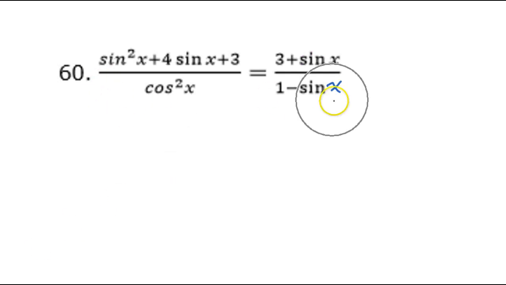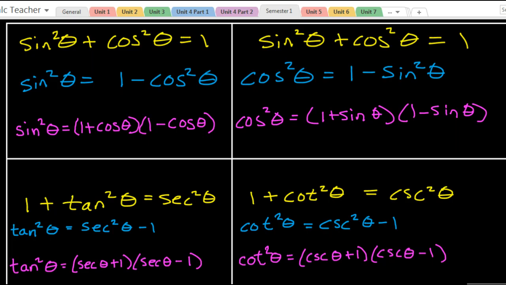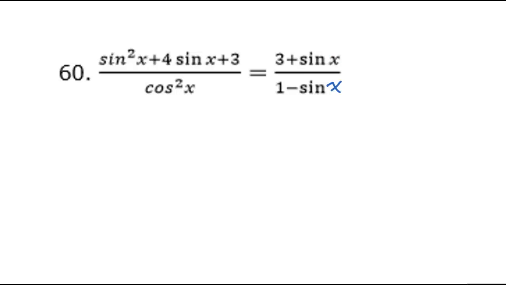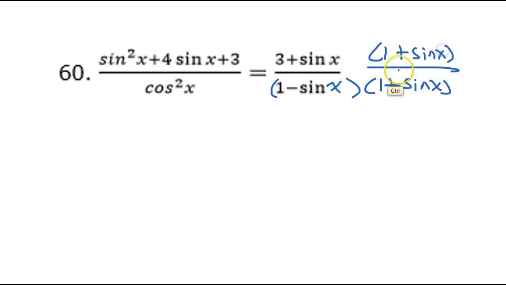When I look at number 60, two strategies pop into my mind. As soon as I see 1 minus sine x, like the last problem, I'm thinking of this identity right here. So I see the 1 minus sine. If I were to multiply by 1 plus sine, that would give me cosine squared. So one strategy would be to take this and multiply by 1 plus sine over 1 plus sine. Alright, and so this will give me cosine squared, and if I multiply this out, double distribute, whatever you want to call it, I bet it's going to give me this.